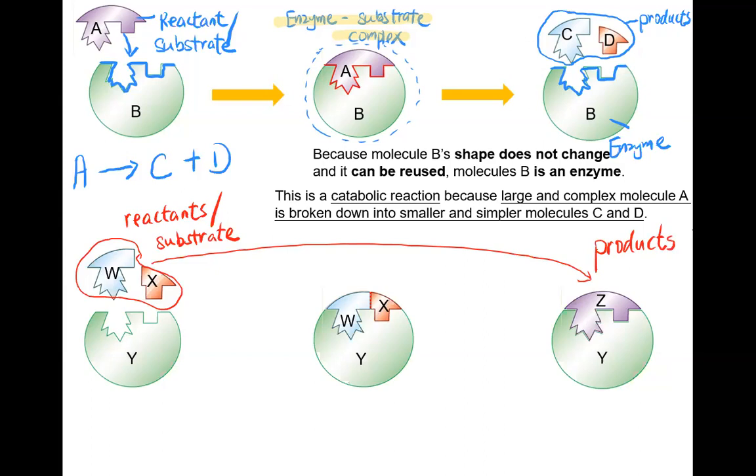And after the reaction, the active site of this molecule, I mean the shape of this molecule is not changed. 完咗呢個化學作用之後，Y 呢個分子係冇改變過形狀嘅，所以我哋知道佢就係 enzyme 嚟嘅，Y 就係 enzyme。Because for molecule Y, it does not change the shape, and it can be reused. And so that we know the molecule Y is an enzyme.